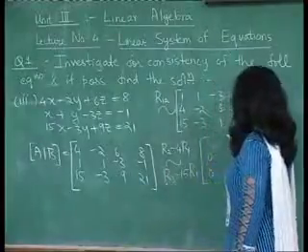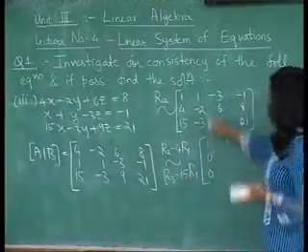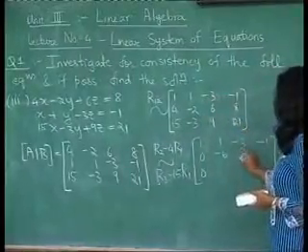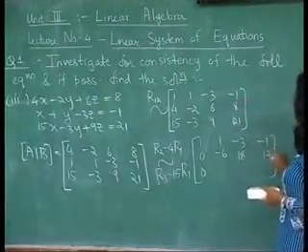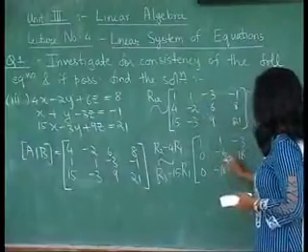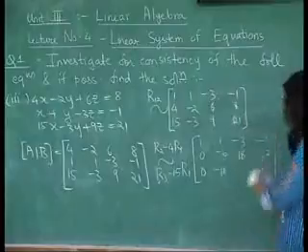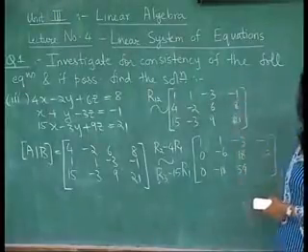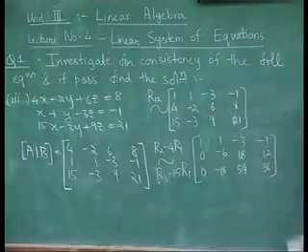1, 0, 0, 1, minus 3, minus 1. Then we have minus 2, minus 4, minus 6, 6 plus 12, 18 and 8 plus 4, 12. Then here we have minus 3, minus 15, minus 18, 9 plus 45. 9 plus 45 is 54 and 21 plus 15 is 36.